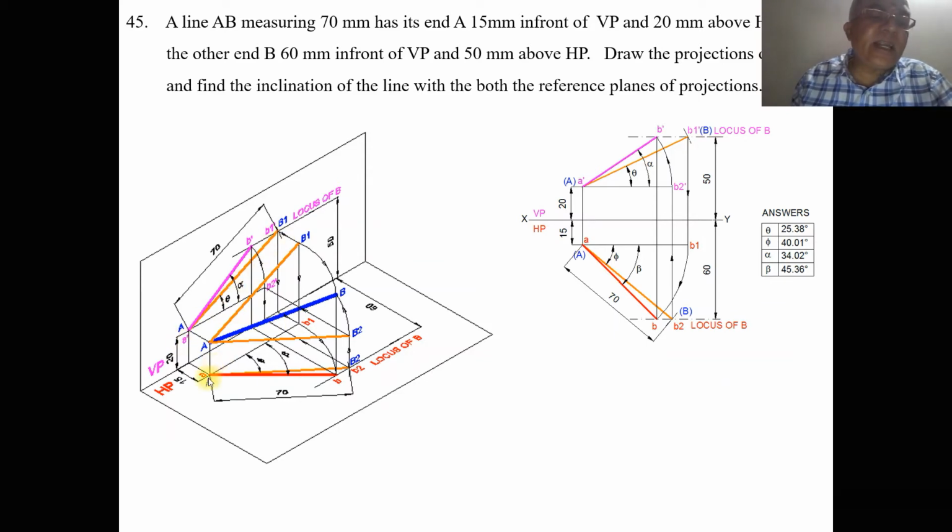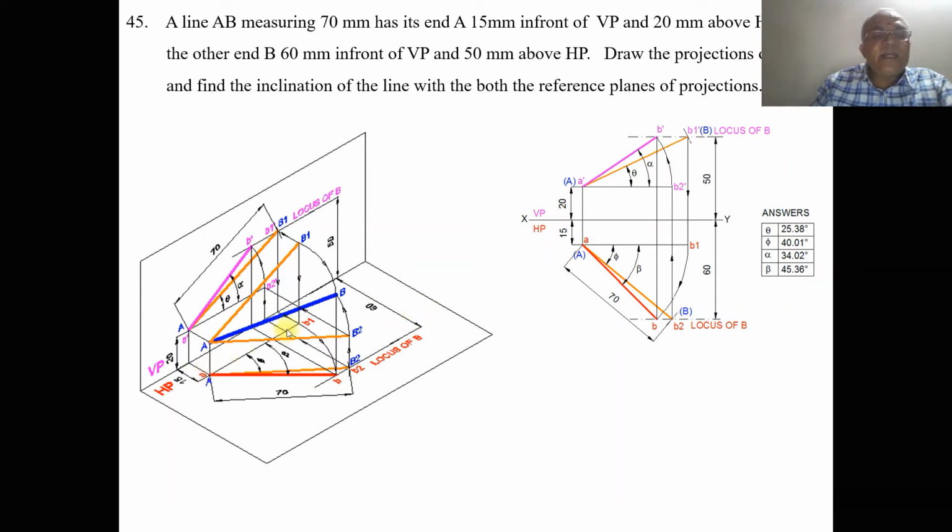Similarly, you can see in 3D directly where AB1 is the top view and capital AB1 is the front view, which is in true length. Now we need to write the top view. To write the top view, AB1 is the one which will be here in the top view, but actually the locus of B is here, which is in front of VP by 60 mm.